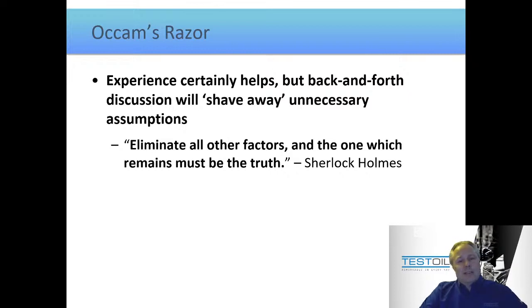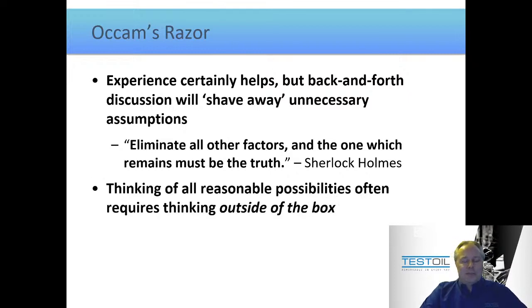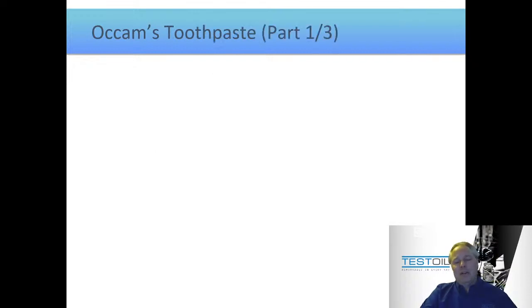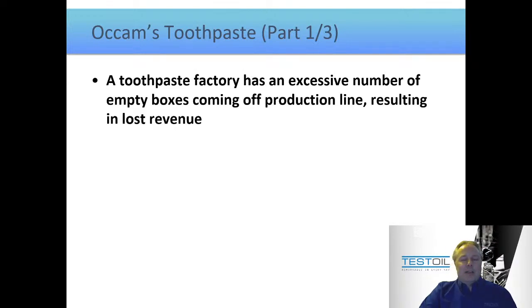Where I like to take this a step further is tell you another bit of an anecdote, though one to make you think outside of the box. I have a variation on this tale called Occam's toothpaste. If he's got a razor, then he probably has some toothpaste. As the story goes, there was a toothpaste factory that had a big issue with shipping empty boxes.